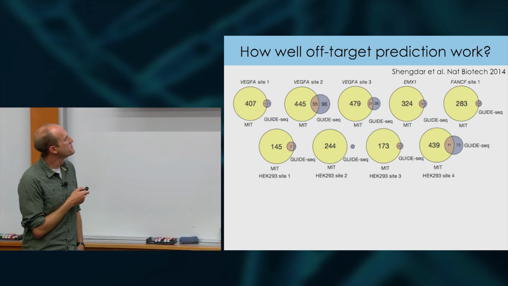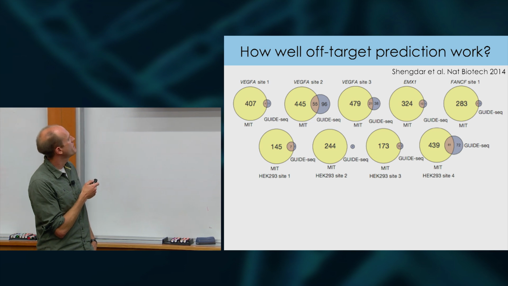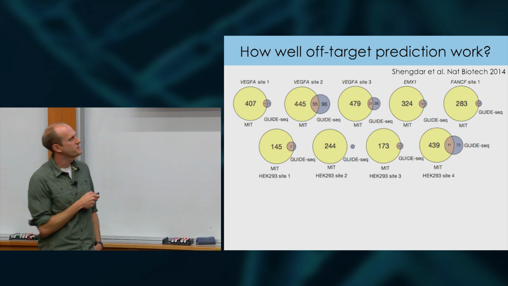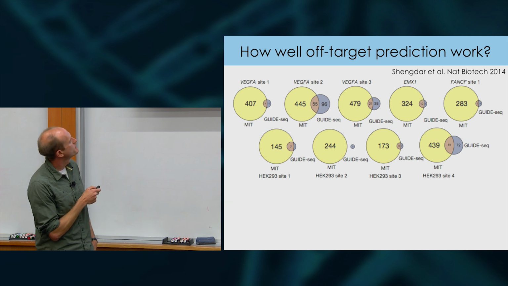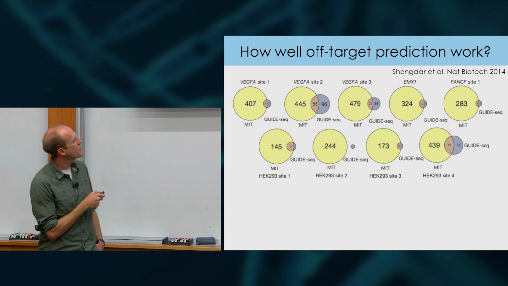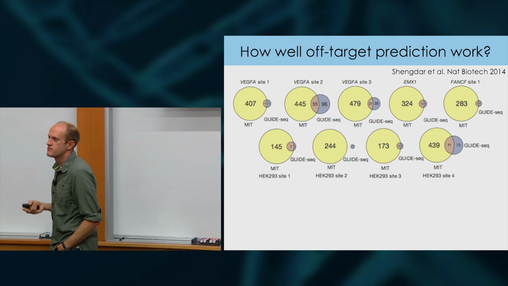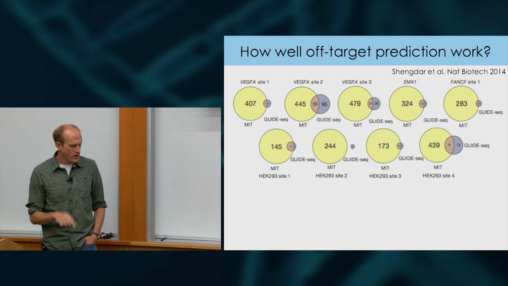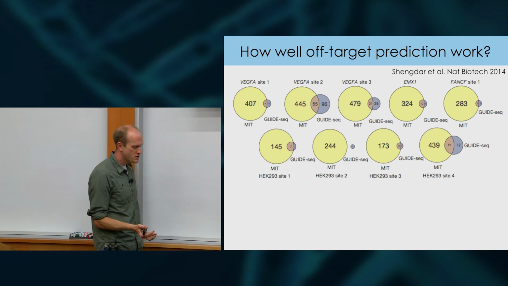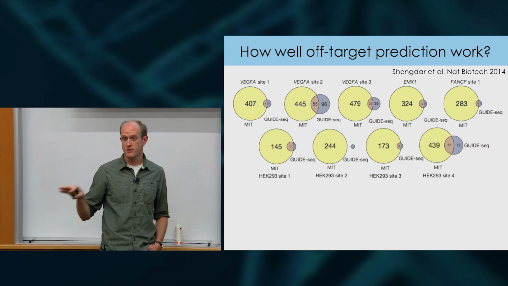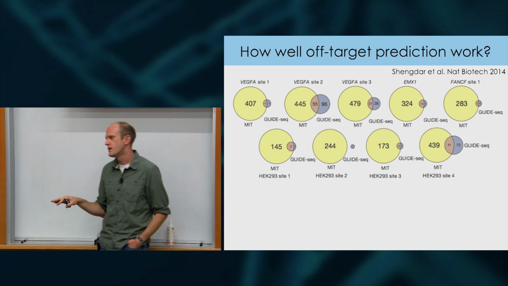At first, things look really bad. For example, the MIT server predicts a lot of off targets, and GUIDE-seq finds relatively few, and there's not a lot of overlap. VEGF site 2, all the way across here, MIT is predicting a lot. We're not actually finding that much. Well, again, the point of the MIT server and the Hsu stuff was not to say these are the off targets, but to say these are the possible off targets. These are the things you should be worried about.